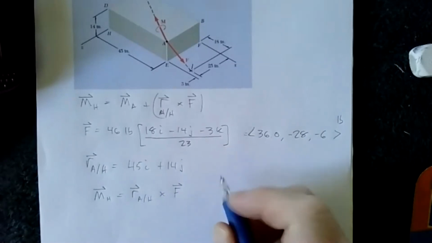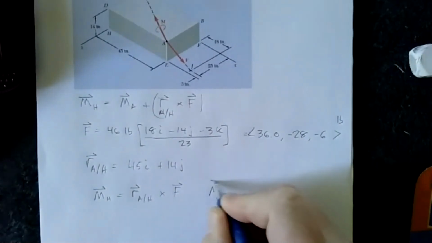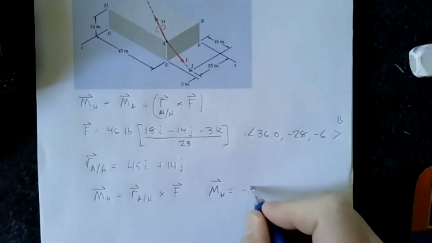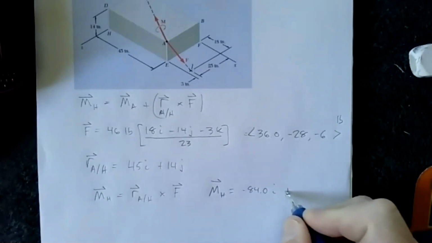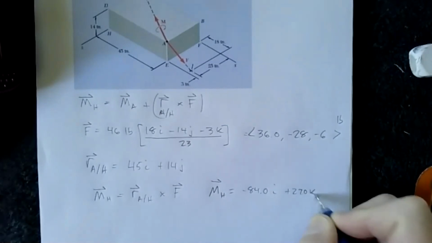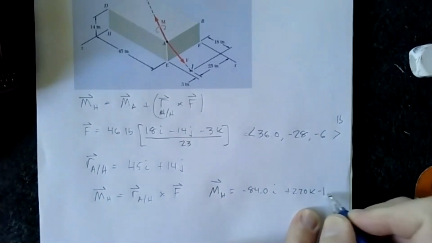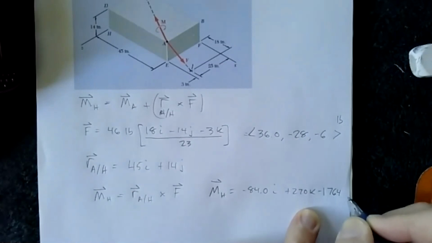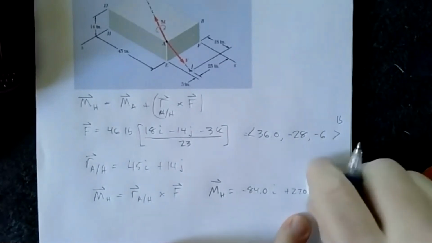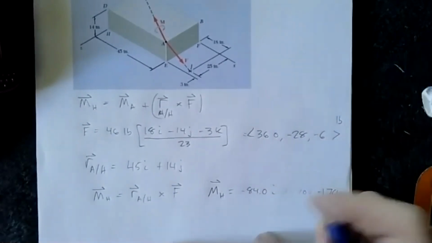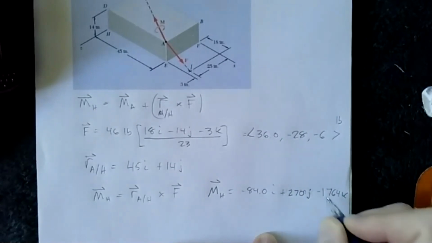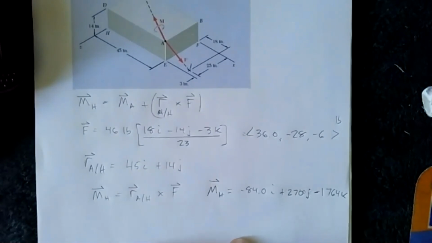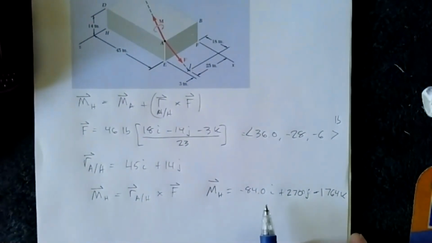So what I'll end up with is MH equals negative 84.0I plus 270K minus 1764K. Sorry, this is 270 plus 270J. Always write with a pencil in my class. There you go. So that's the moment about H.